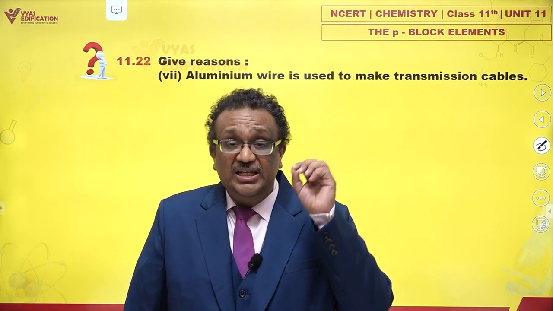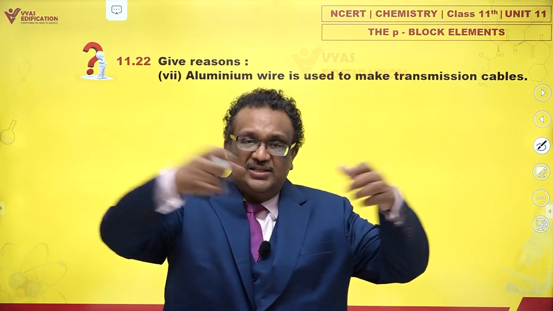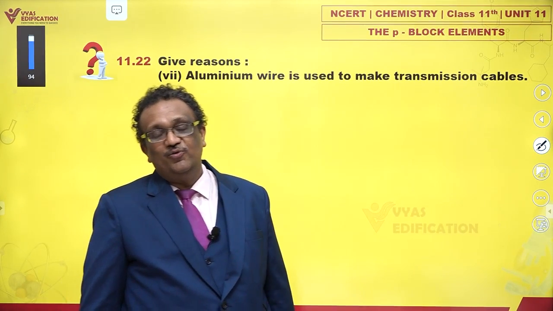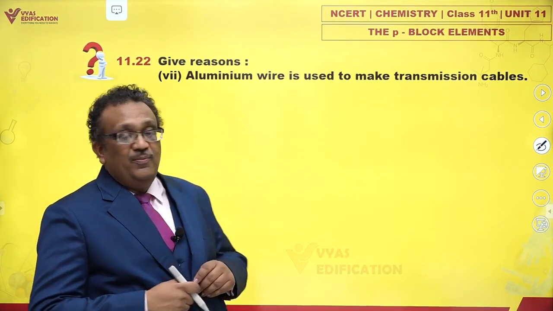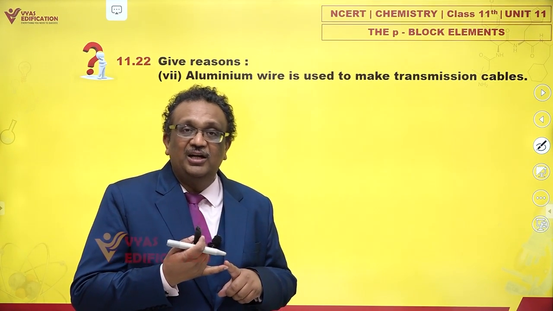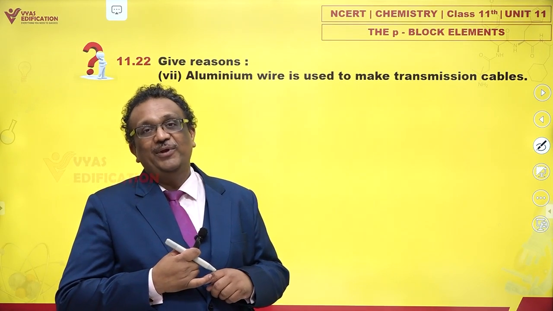Its density is less, the cables have lesser weight and they are more easily hung up and carried around. Most importantly, they are cheap and at the same time, they are very good conductors of electricity, and that is why aluminium is used for making transmission cables. Good electrical conductivity, less cost and easy availability of aluminium.